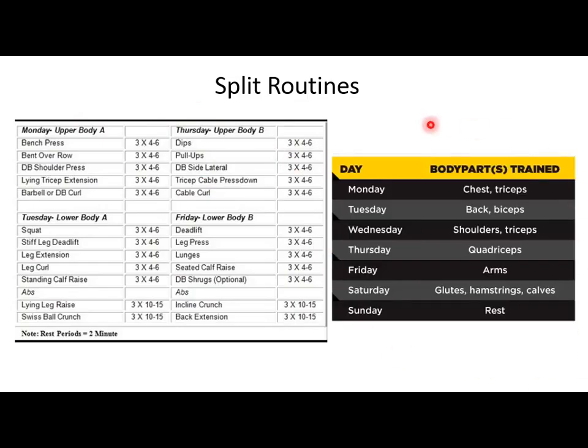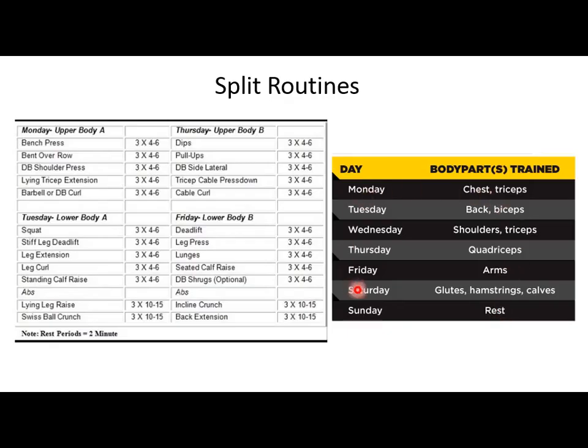Here's another. This is a very common way to structure single muscle group split routines. I would say that this is probably one of the most popular ways to do single muscle group split routines. Monday's chest. Tuesday, back. Wednesday, shoulders. Thursday, quads. Friday, arms. Saturday, glutes, hamstrings, calves. Sunday, 1 day of rest, thank goodness.